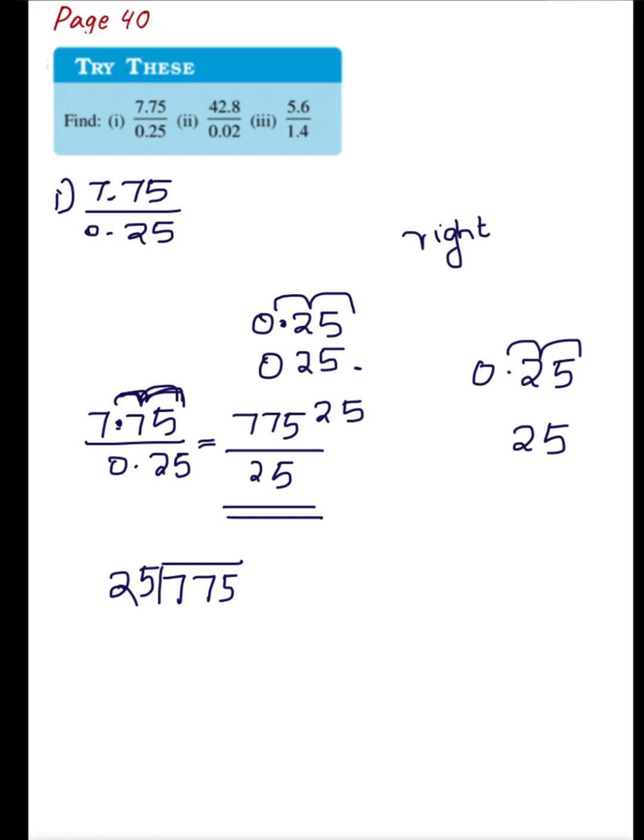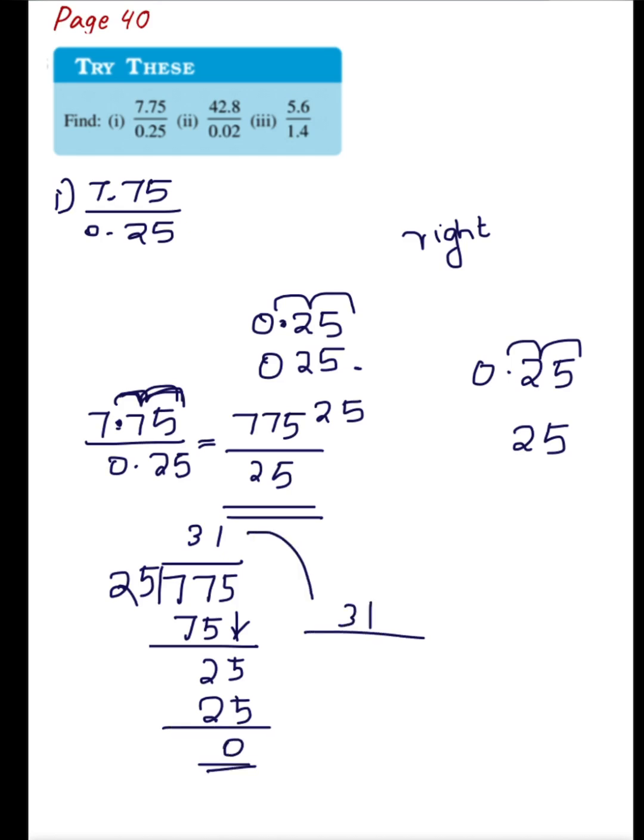In this question, when I removed the decimal point from the denominator, the decimal point from the numerator also got removed automatically. But it's not always the case. The only task is to remove the decimal point in the denominator. So now our question is 775 divided by 25. 25 into 3 is 75. Now 2, 5 in 25, 1. So 25, 0. So the answer is 31. So the answer for this question will be 31.